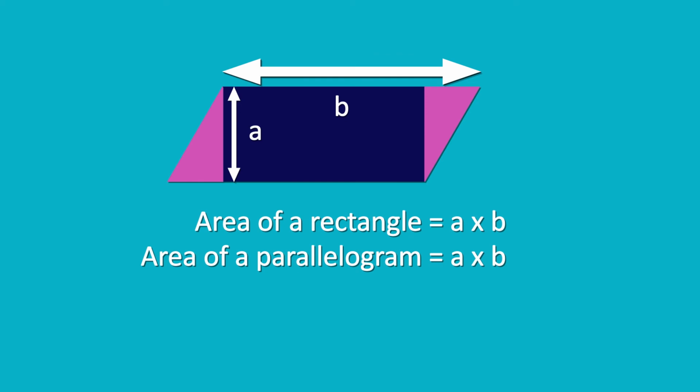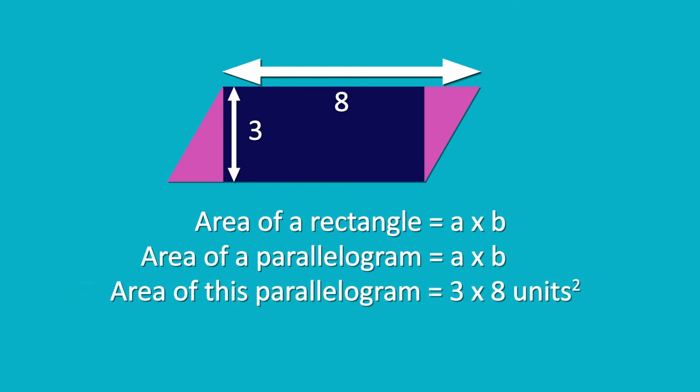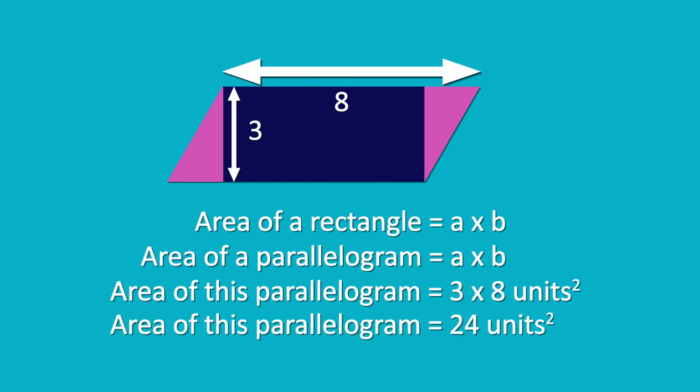Now let's put some specific numbers into this. Instead of A and B, let's say it has a perpendicular height of 3 and a width of 8. Therefore, to find the area of this specific parallelogram, I multiply 3 by 8. So the area of this parallelogram is 24 units squared. It wasn't specified in the question that it was centimeters, so I'm just going to say it's units squared. So now hopefully it's a bit clearer why the two formulas are the same.